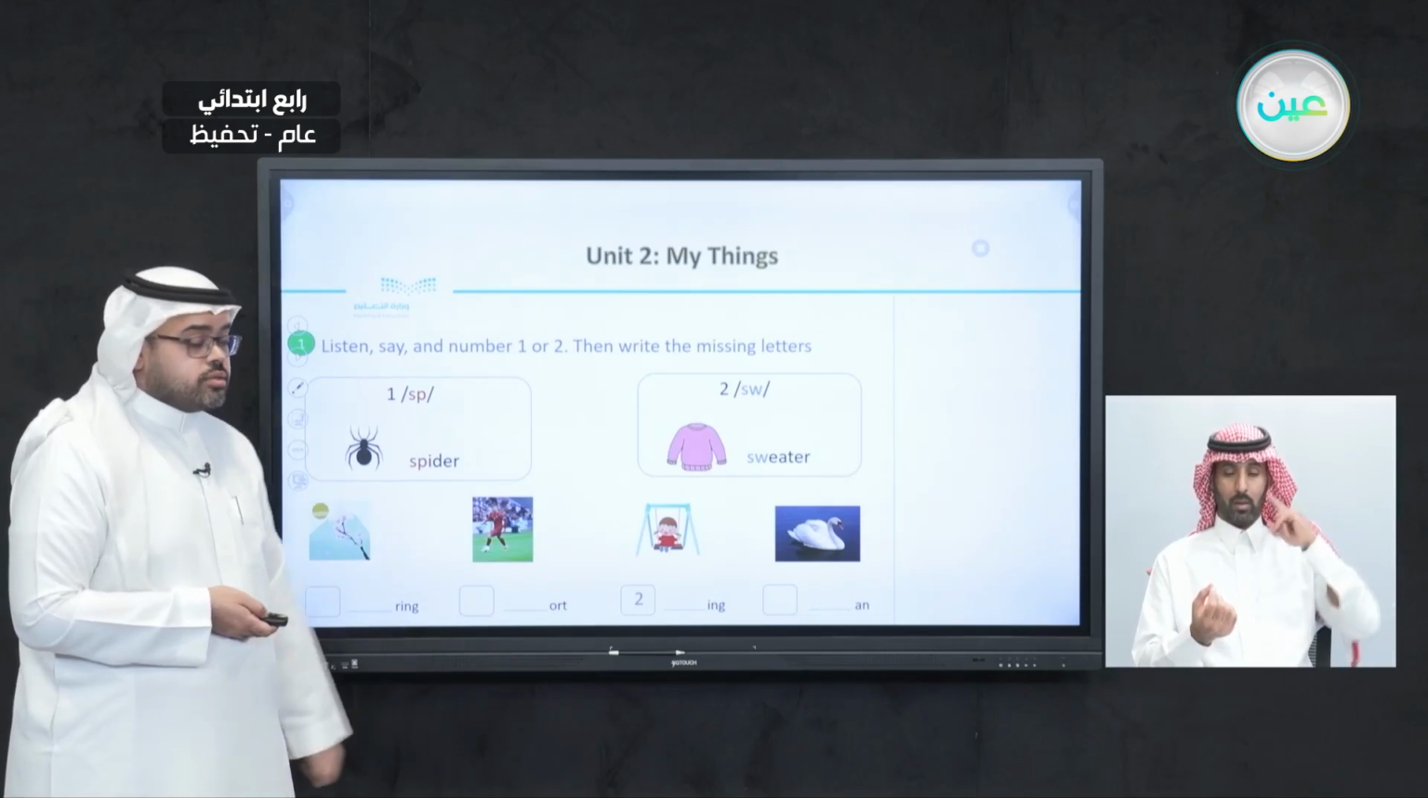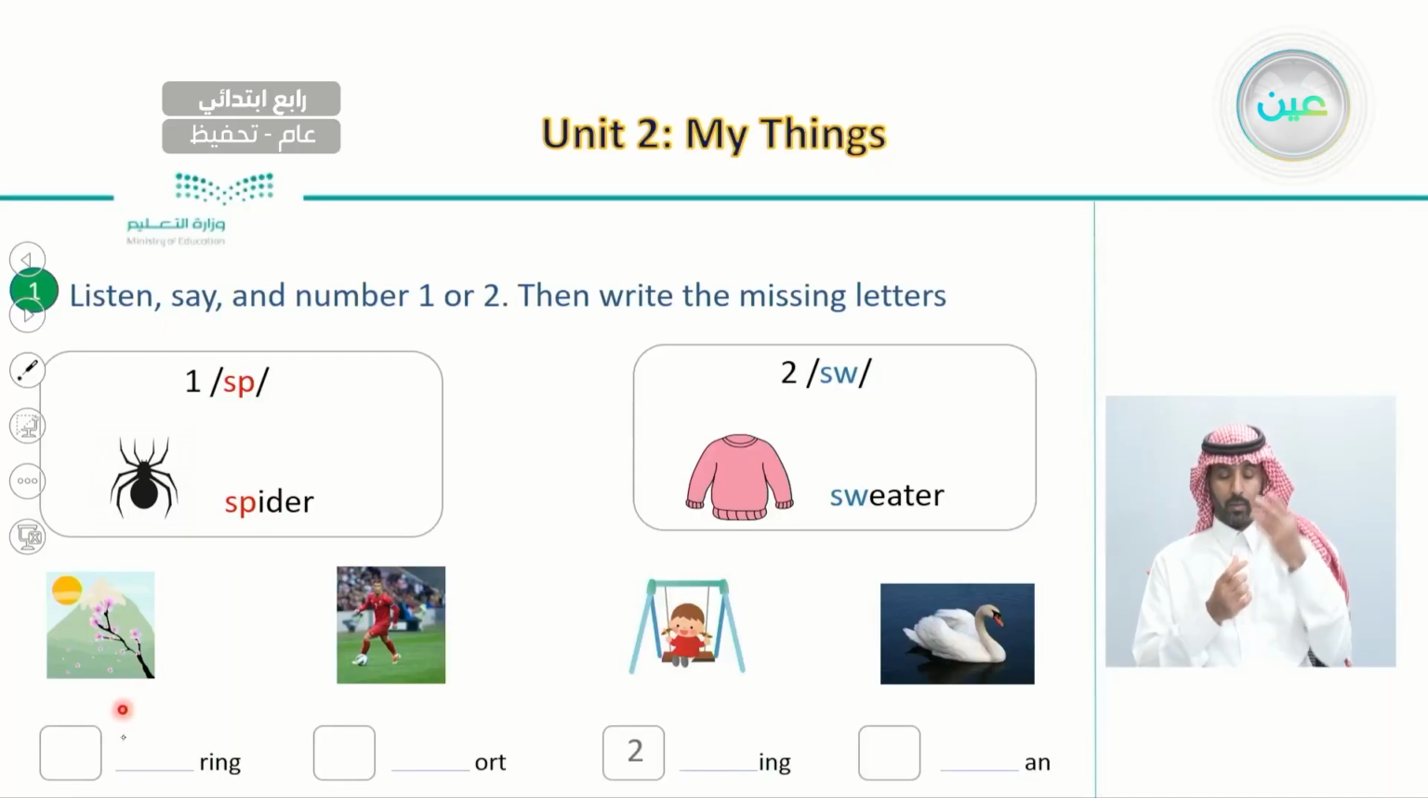So let's start. The first word we have here is spring. Spring. And what does spring start with? It starts with the first sound, which is S and P.